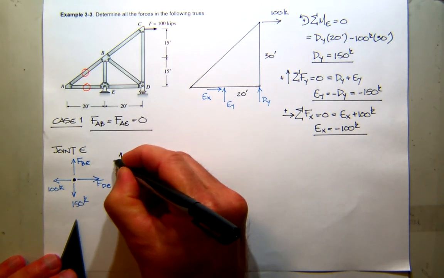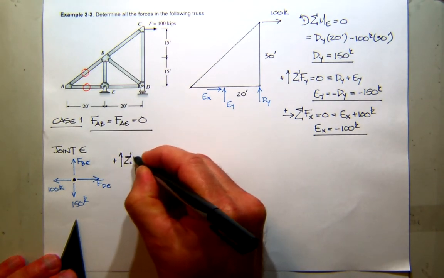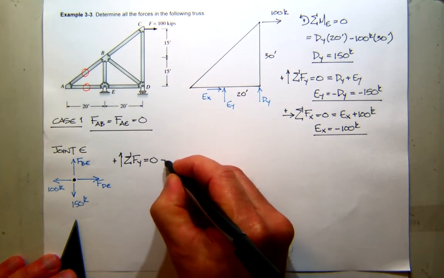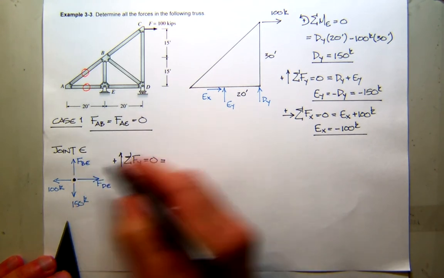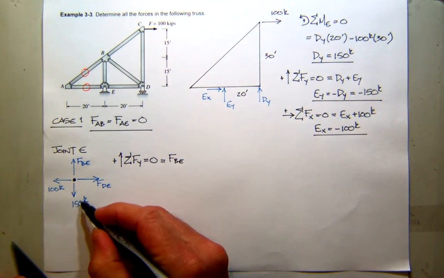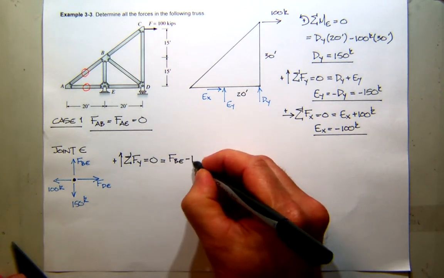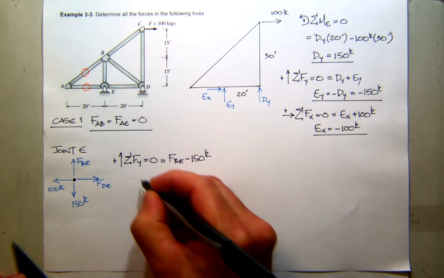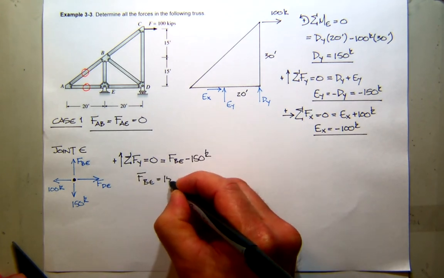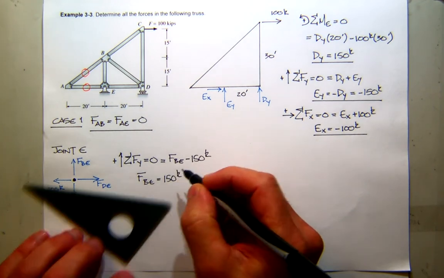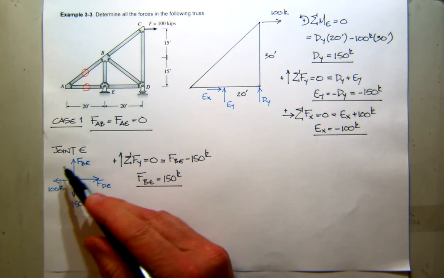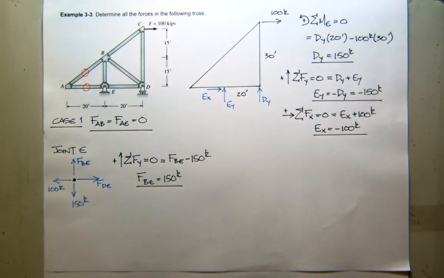So I'll sum forces in the y direction. I'll assume up as my positive sign convention. We'll make sure everything's in equilibrium. So looking at stuff acting up, I've got the force in BE, and I've got my reaction force acting down, so that'll be minus 150 kips. So again, that's not hard to solve. The force in BE is 150. Positive result means what? What kind of force did I assume? Tension. So it's going to be in tension.